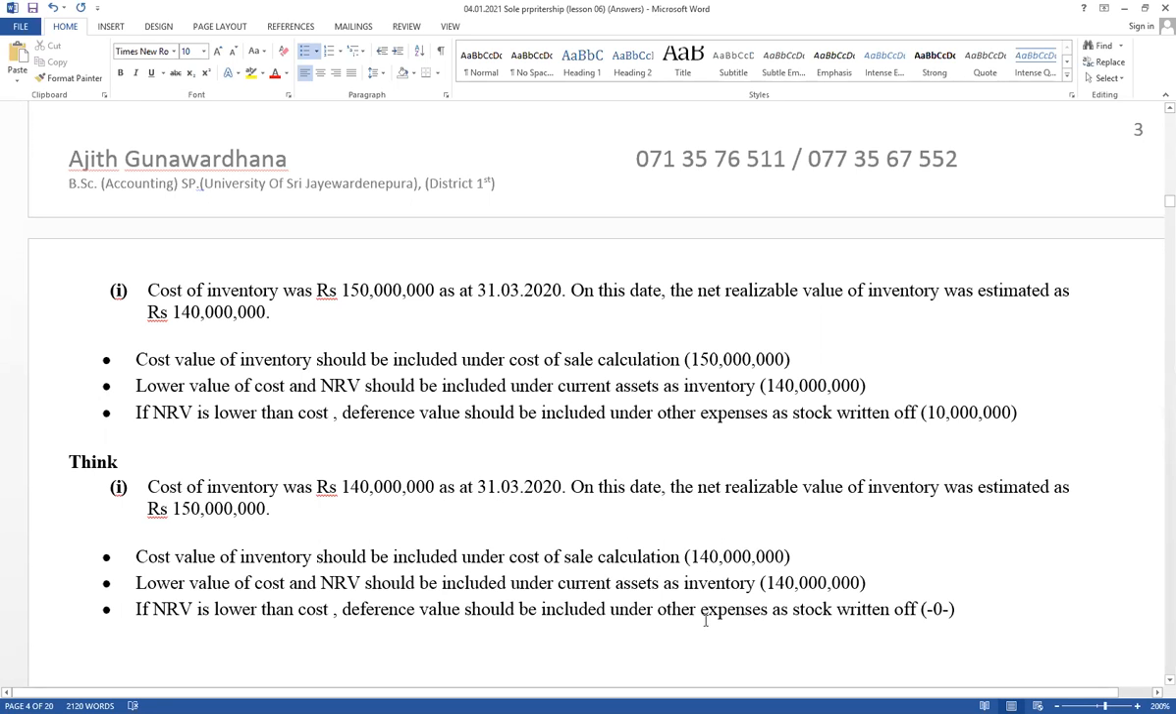No need to recognize stock written off. Right. Now think about how to disclose this on the financial statement. This is the cost value and this is the lower amount, and stock written off equals 10,000. Adjustment should be done from the beginning.